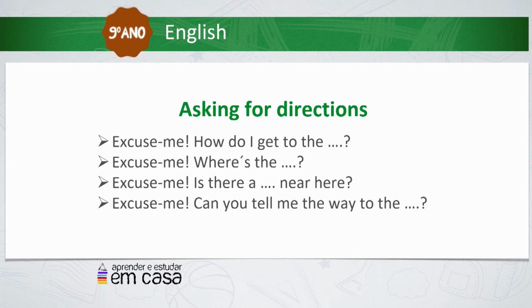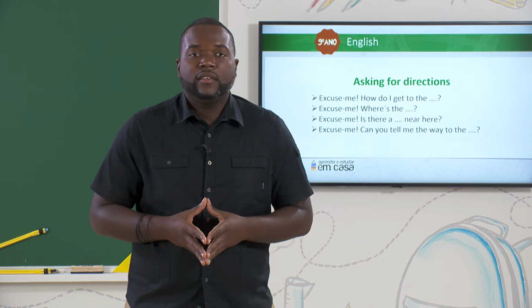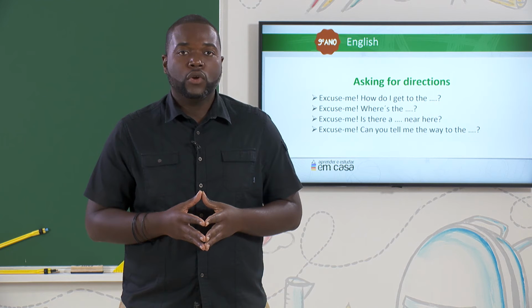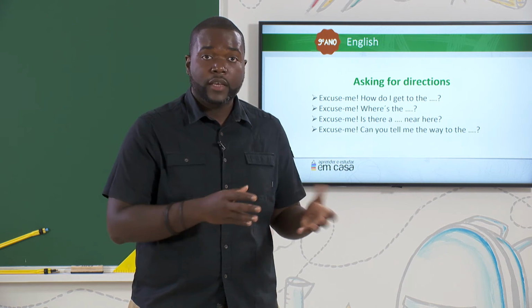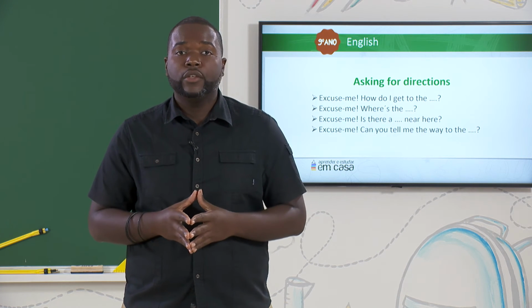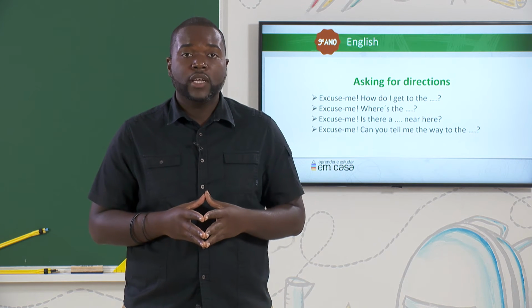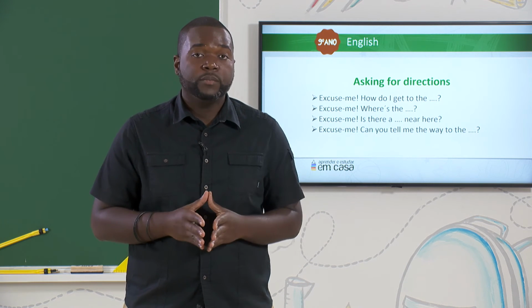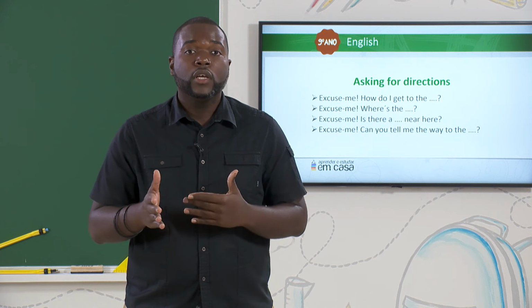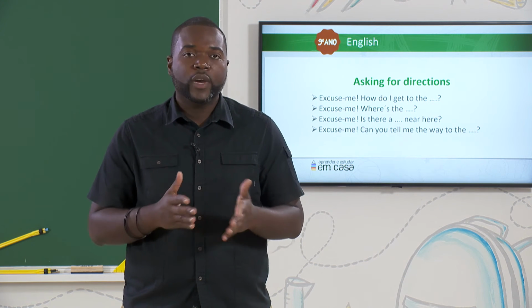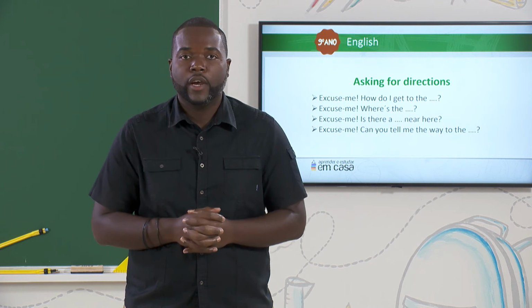And in the last sentence, you have, once again, excuse me, can you tell me the way to the...? In the last sentence, you are asking to know the way to a specific place. For example, excuse me, can you tell me the way to the square? Meaning, which way is the square, okay? Which way do I take to go to the square, okay?